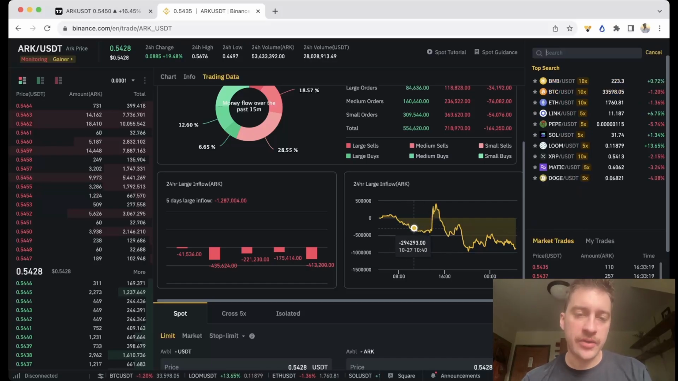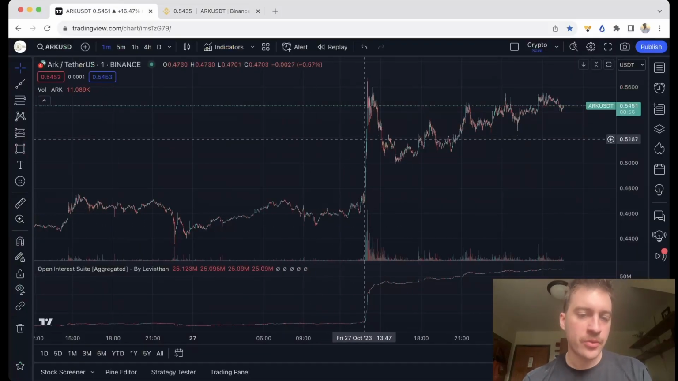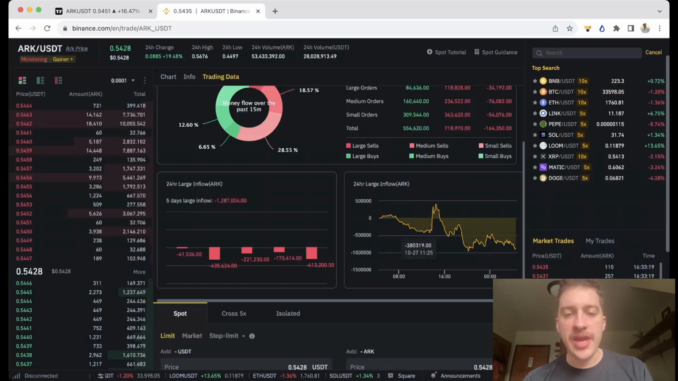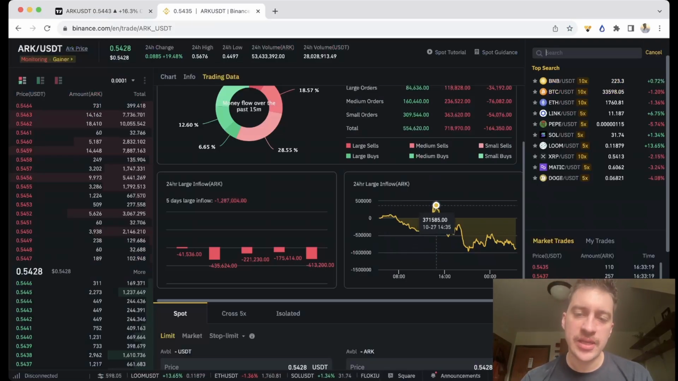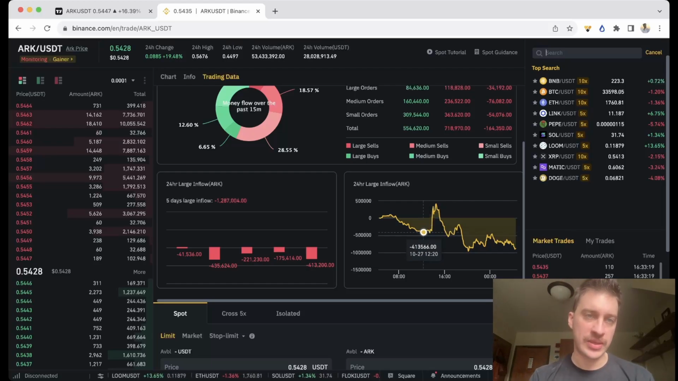But we had a bunch of outflow, which was very bullish, and we had a pump with an increase in open interest. Then we had a massive jump in inflow. We went from outflow of negative 430,000 to positive 371,000. So we had a ton of this coin being added, almost about 1 million in change. So 1 million of this token was added onto this, which is not a good sign if you're long.